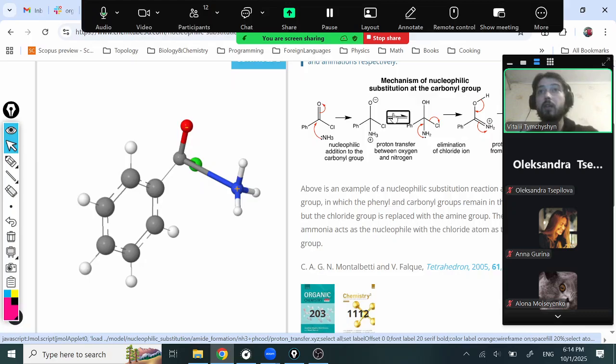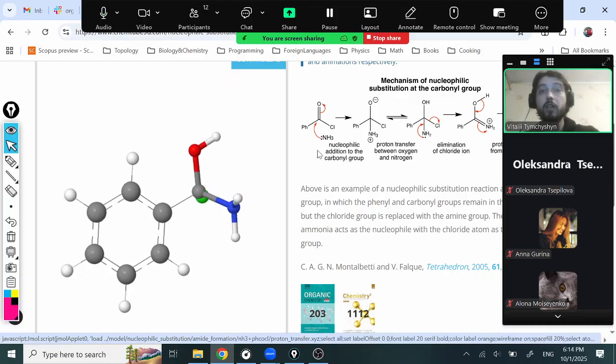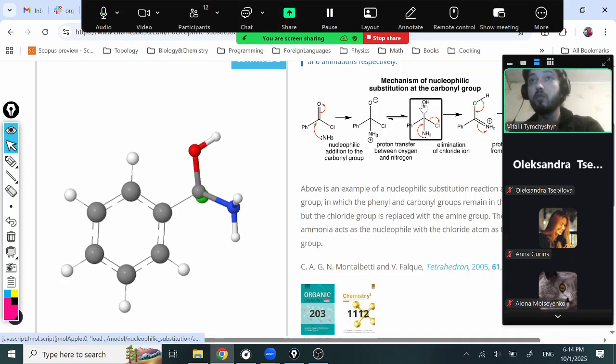So at this point, a transfer of a proton happens. Here you see these arrows, so let's take a look at that. So here you see a proton transferred from the nitrogen to the oxygen. So we get an OH group here, and we have an H2 group here.